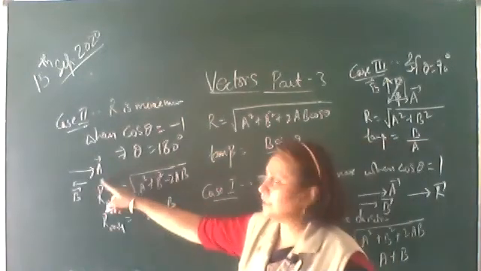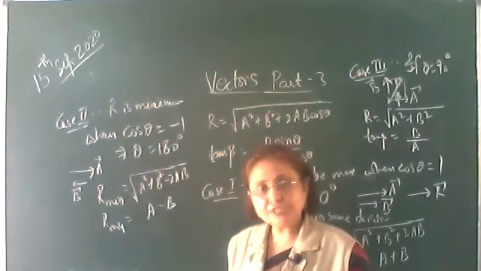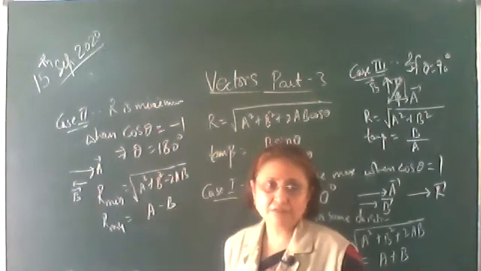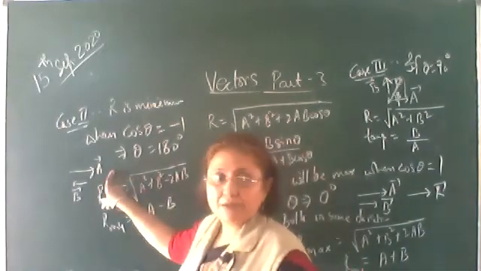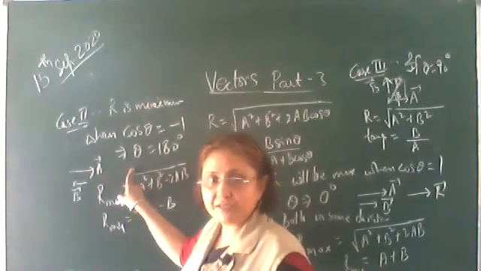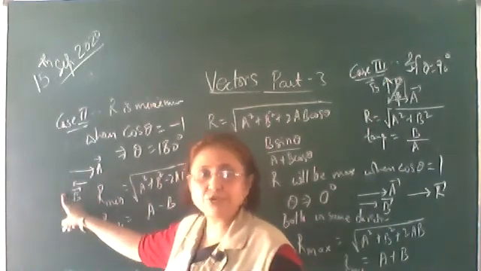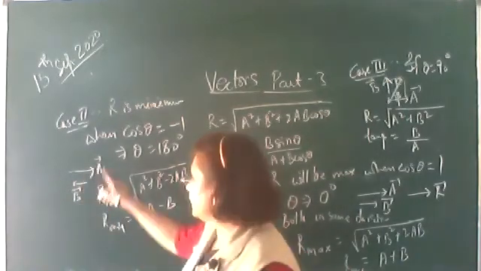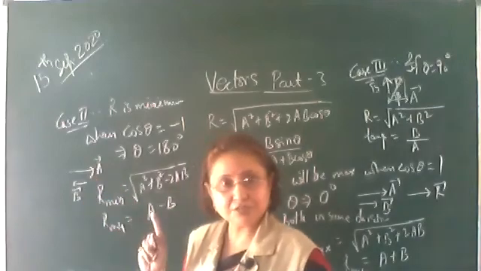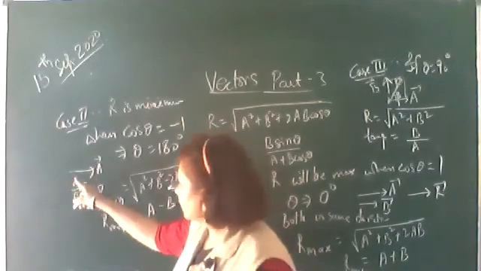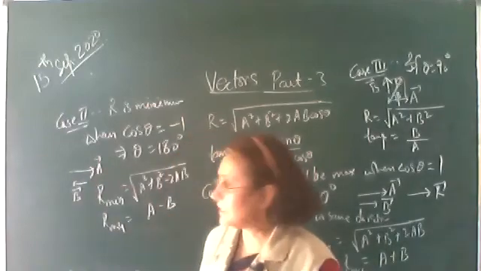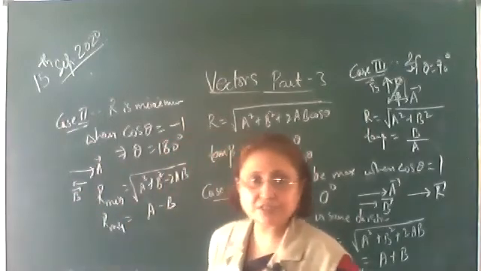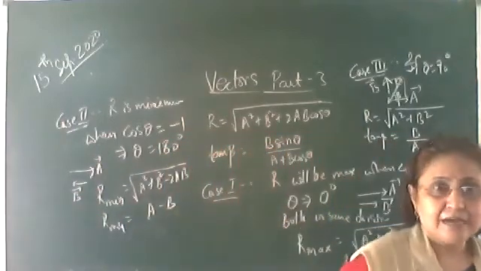Here, the two vectors are in the opposite direction. So, the direction of the resultant vector will be along the greater vector. Suppose one force is 90 newtons towards right, the other force is 20 newtons towards left. What will be the resultant of these two forces? It will be 90 minus 20, that is 70 newtons. Now, in which direction it will act? Along the direction of the greater force, that is towards right. If B is greater, the resultant will act in that direction. Okay, understood?